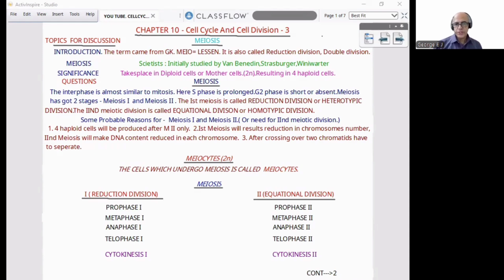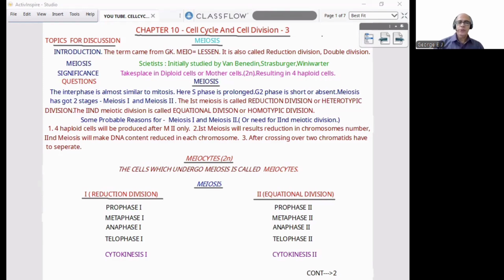So we start with meiosis. The term came from Greek. The root word is meio, M-E-I-O. It means lessen, reduction, reduce. And that is how the name reduction division came. And 2 parts will be there, that is why double division came. Scientists concerned with meiosis, initially studied by Van Beneden, Strasburger, Winiwarter. This meiosis takes place in diploid cells or mother cells, that is 2N. And usually after meiosis, 4 haploid cells will be formed.